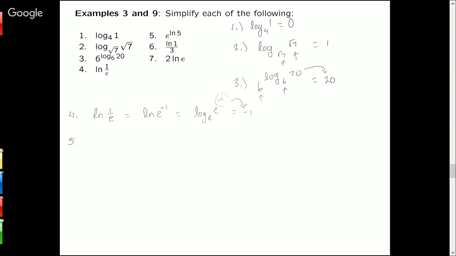Let's look at number 5. e to the natural log of 5.